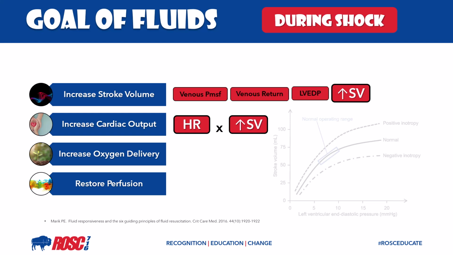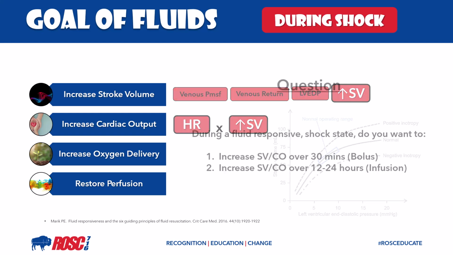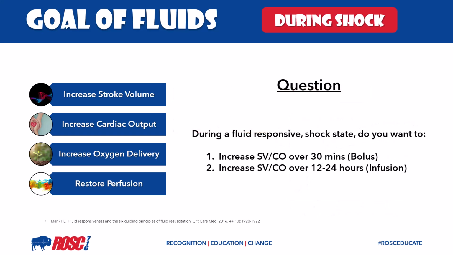So now with us all on the same page, understanding the only reason that we give fluid to a shock patient is to improve stroke volume, I have a question for you. During a fluid responsive shock state, do you want to increase stroke volume over 30 minutes, i.e. a bolus? Or do you want to increase the stroke volume over 12 to 24 hours, i.e. an infusion? This is obviously a loaded, sarcastic question, but it's one that really needs to be voiced aloud.